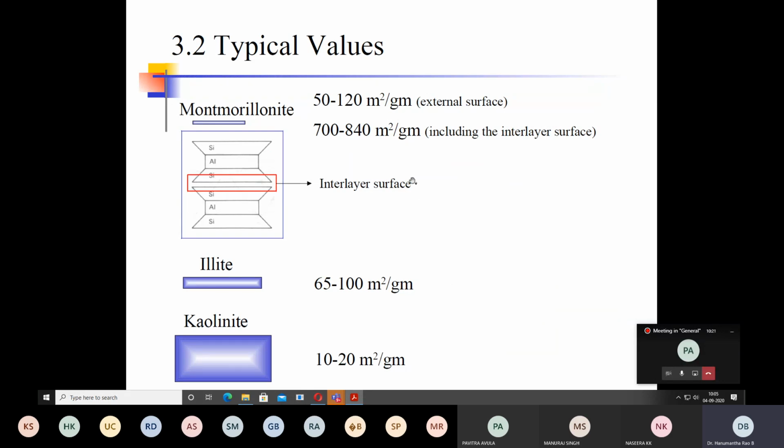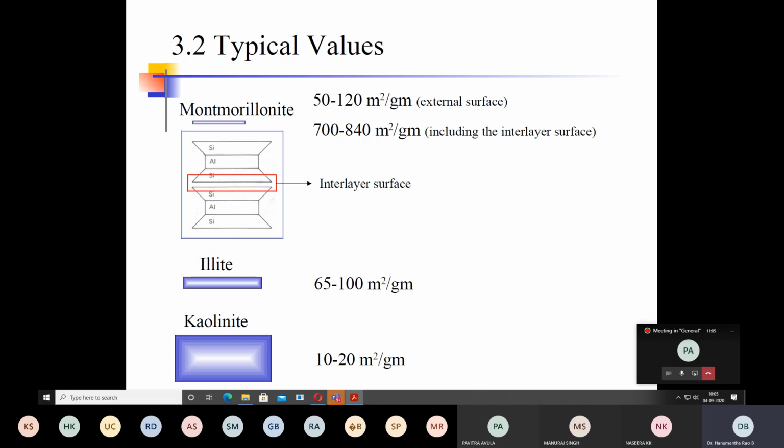So these are the figures on surface area of different minerals. This is kaolinite, this is illite, and this is montmorillonite. Kaolinite has the least surface area because the particles are a little bigger, and montmorillonite has the highest surface area because the particles are so small. The surface area of kaolinite is approximately 10 to 20 square meters per gram, while illite is 65 to 100 square meters per gram. Everybody is well aware of these figures, and this is the montmorillonite mineral structure, that is a 2:1 basic unit structure. The surface area of montmorillonite is 700 to 840 square meters per gram.